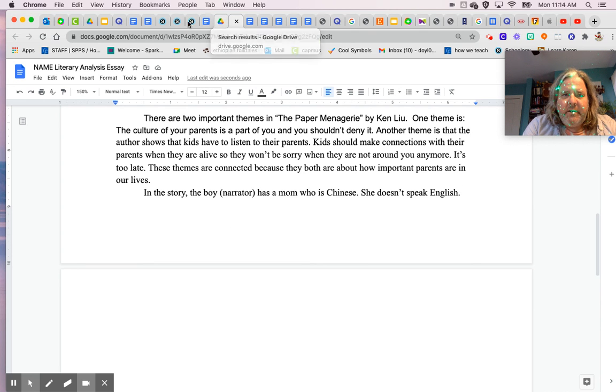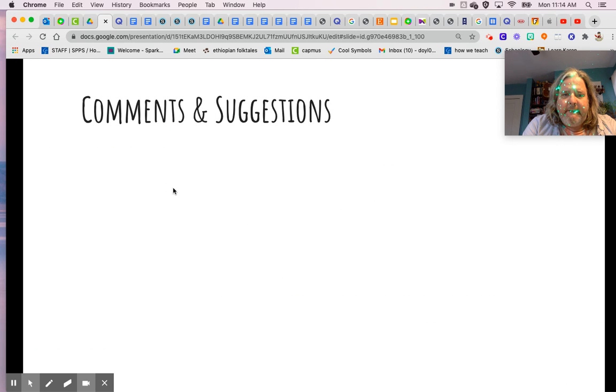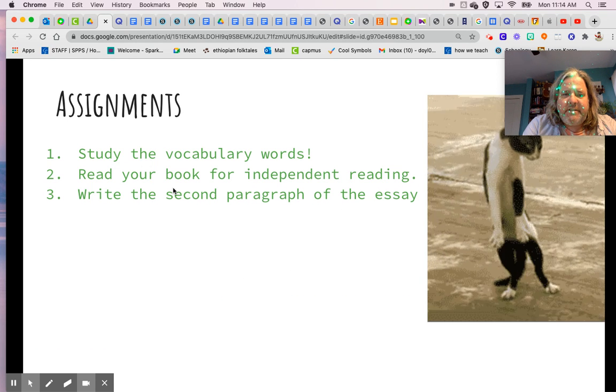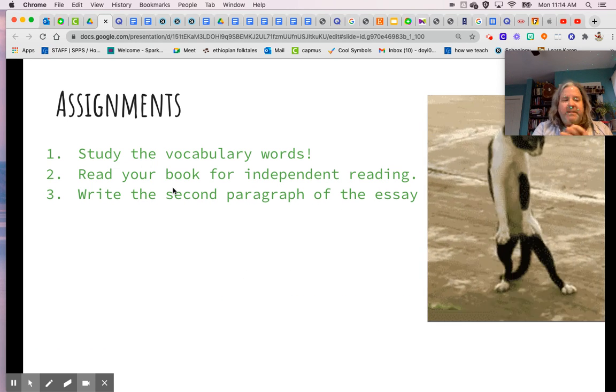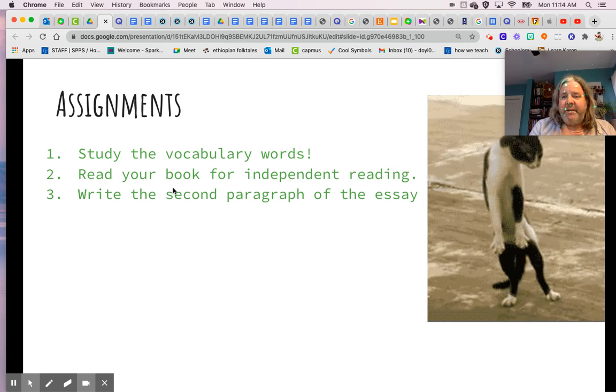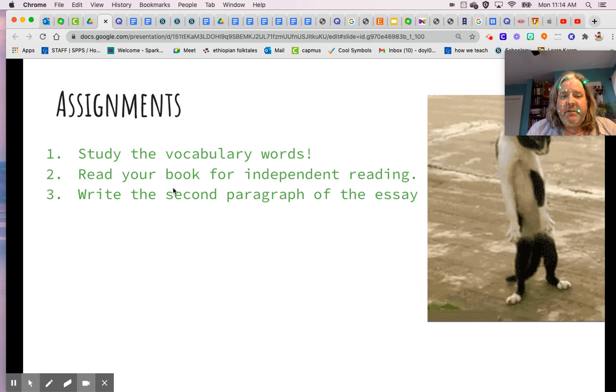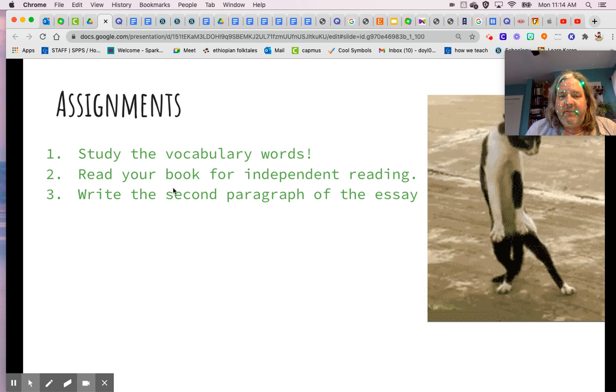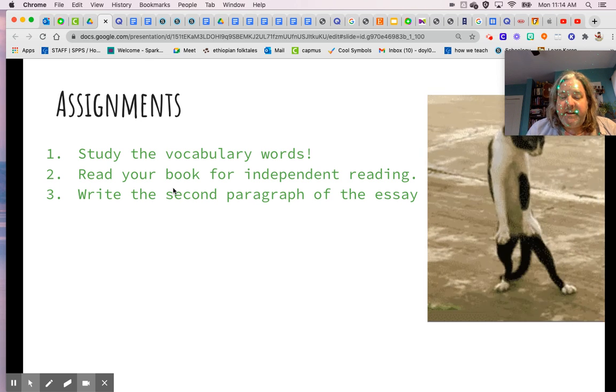Okay? So your assignments for this class are to study those vocabulary words and take the vocabulary quiz when it's ready. Read your independent reading book. Make sure you have an independent reading book, and then write the second paragraph of the essay. Any questions?